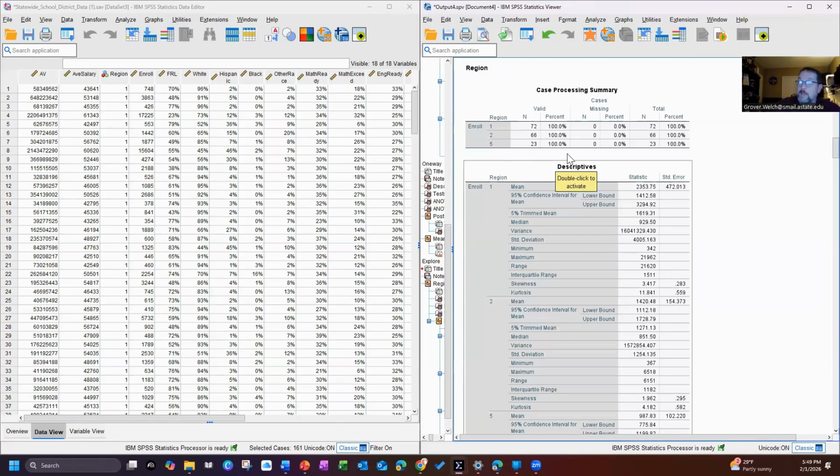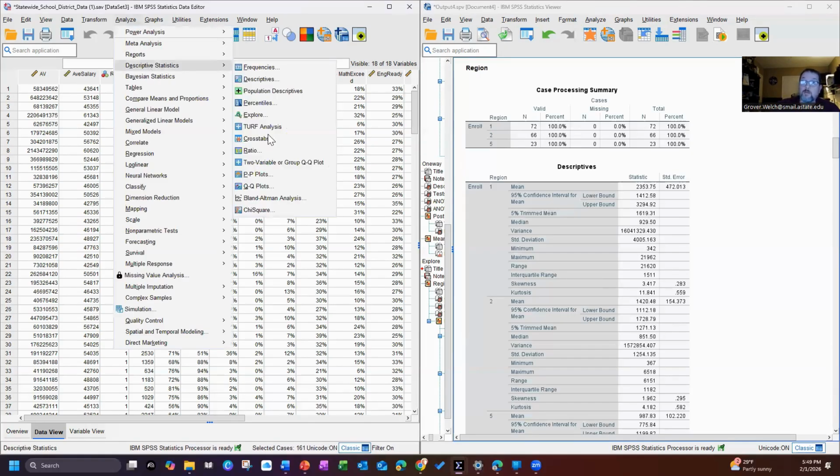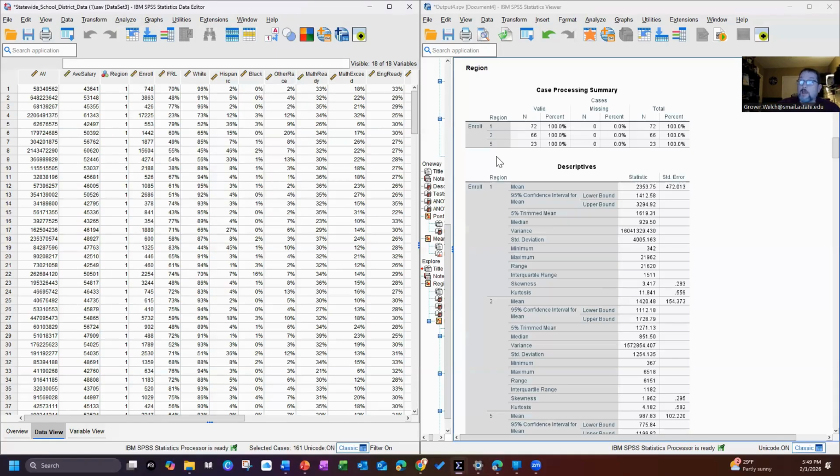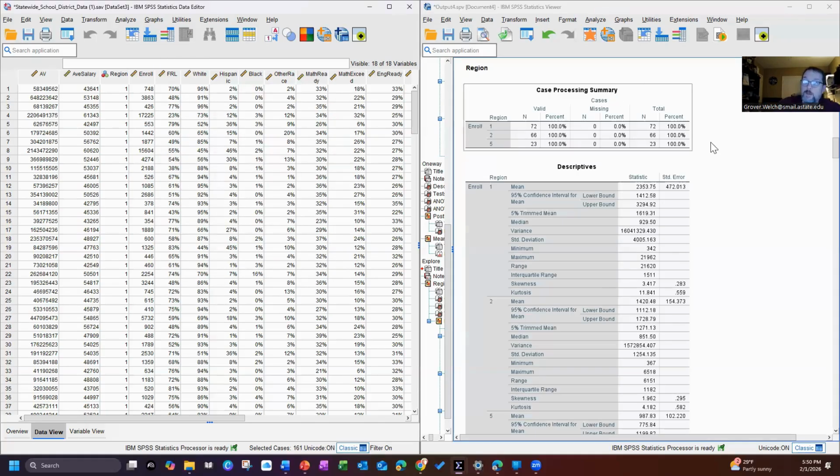Since I already saw I have an n below 30 here at 23, that's my first assumption that I'm not meeting. So my next choice was to run the Shapiro-Wilk test, to which I used the explore function. I went to analyze, descriptive statistics, then explore. Under explore, I put my enrollment in my dependent list, my region in my factor list, and I hit OK.